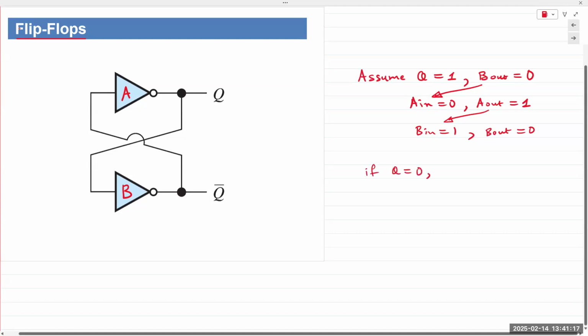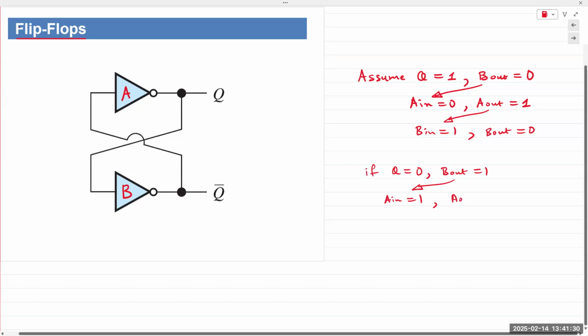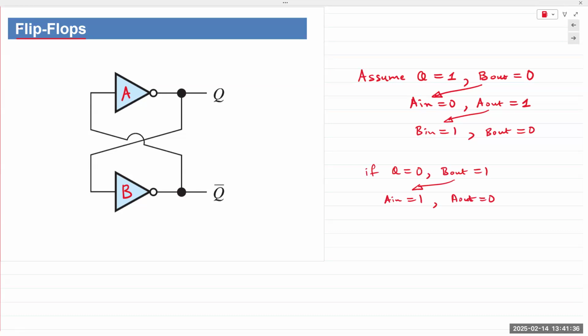And if Q is equal to 0, B out is equal to 1. That means A in is equal to 1. A out is equal to 0. Make sense? Inverted output going back as input to the other gate.